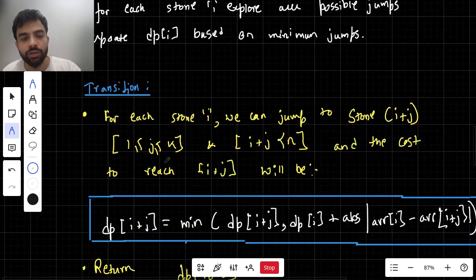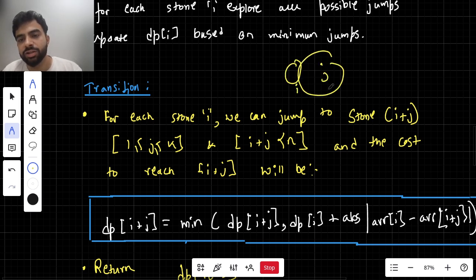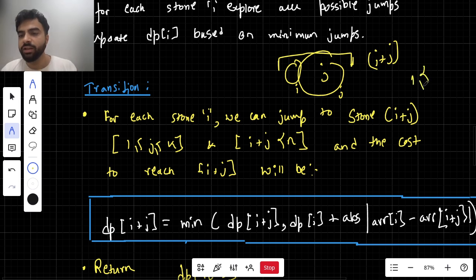What you can see is, for each stone i, we can jump to the stone i plus j. For example, I am at this stone i, and now I am at this bigger stone j, so I am covering this particular distance. So I can write that I am going to jump i plus j. It is also saying that the jump has to be greater than or equal to 1. Obviously, it can be just one single jump. But the jump has to be less than or equal to k.